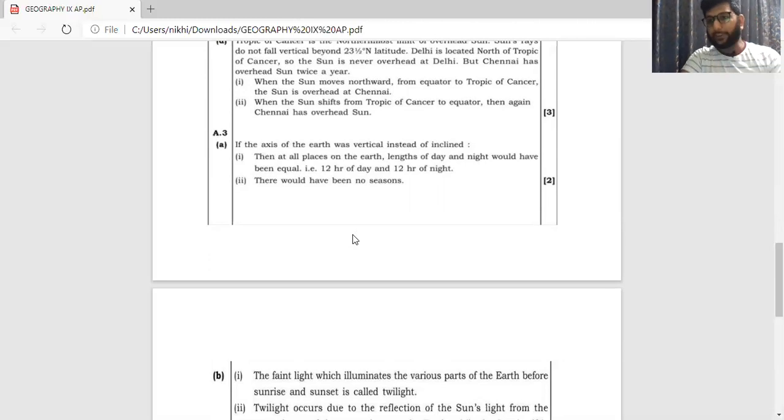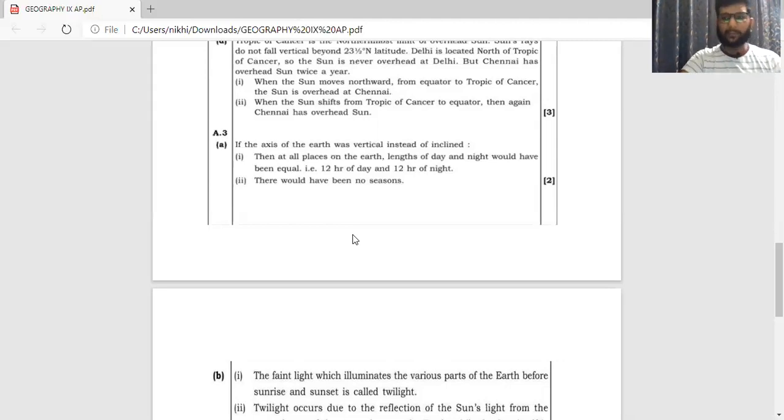Second, of course, there wouldn't be any change in the season because constantly everything is supposed to be receiving the same amount of heat. Every place is supposed to be experiencing the same weather conditions on a daily basis. So there wouldn't be any seasonal changes, not even in the North Pole or South Pole. So yes, if the vertical condition hypothetically would have been there, then probably these 2 conditions would have been happening.